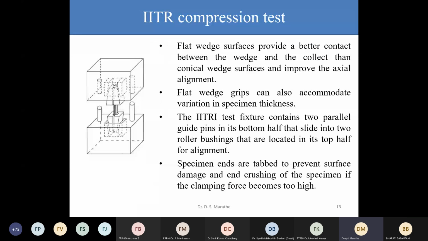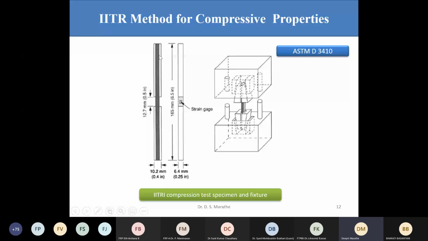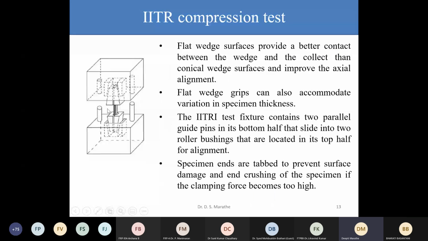Now here you see the specimen of a specific length, that is 165 mm. I have the edges tabbed at a very large length here on both the sides, and I have a 12.7 mm gauge length. As I mentioned earlier, why this value of gauge length? So that I want pure compression in this region. I do not want any buckling taking place in this particular region. So basically this test was first carried out at the Illinois Institute of Technology Research, and because it was carried out in that particular institute, this name has been given to this test.